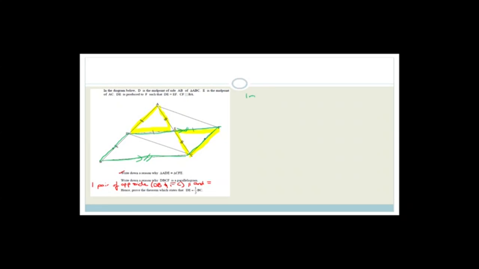So in parallelogram DBCF, we have that DF is going to be equal to BC, but DE is equal to half of DF, because they gave it to us. They told us that DE equals EF. Therefore, DE is going to be half of BC. See, there you go. Not so bad, hey?